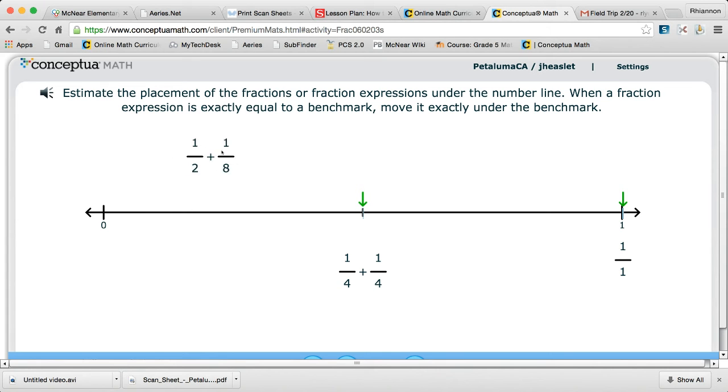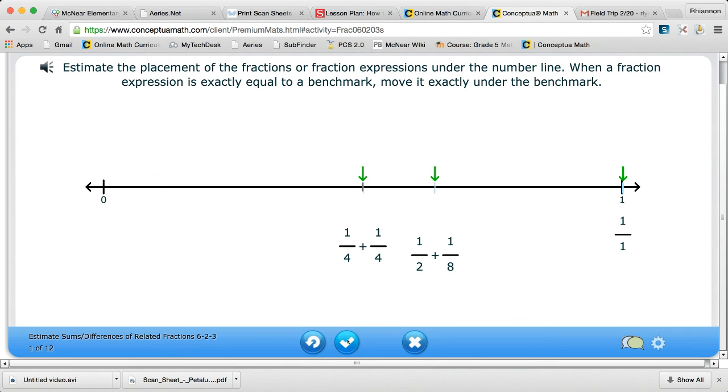So I'm going to put 5/8 where I think it would be on the number line. Again, bring it below the number line, and I'm going to say about right here. I'm going to go ahead and check my work, and you can see that it moved over a little bit, so I wasn't exact, but I was pretty close. Let's look at the next problem.